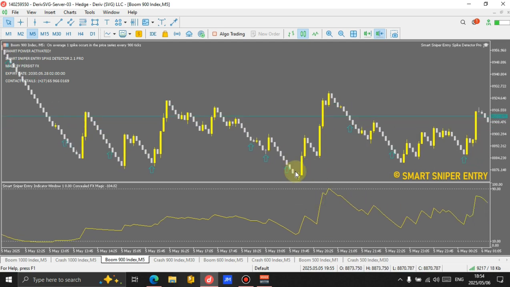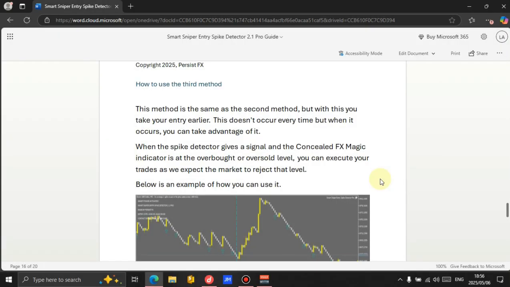If you took your entry and you still held it, you would have made profits. So now let me explain to you how to use the third method. This method is the same as the second method, but with this you take your entry earlier. This doesn't occur every time, but when it occurs, you can take advantage of it.